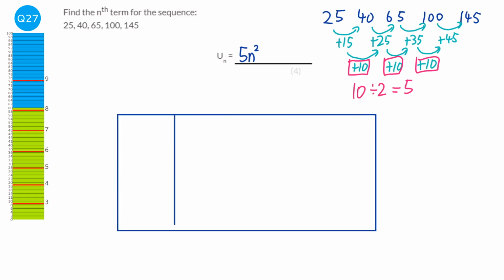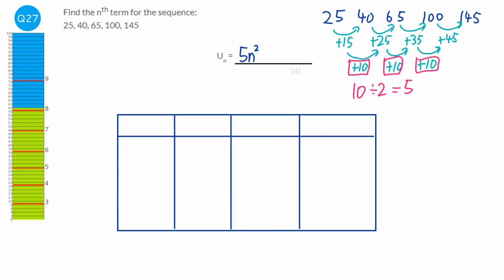squared from our sequence. So I'm just going to do a quick table. You don't need to do a table, but it's sometimes a bit easier. And we're going to have our term number, so term here. So we've got number 1, 2, 3, 4, and then the fifth term. Then we've got our sequence here, which will be our 25, 40, 65, 100, and 145.